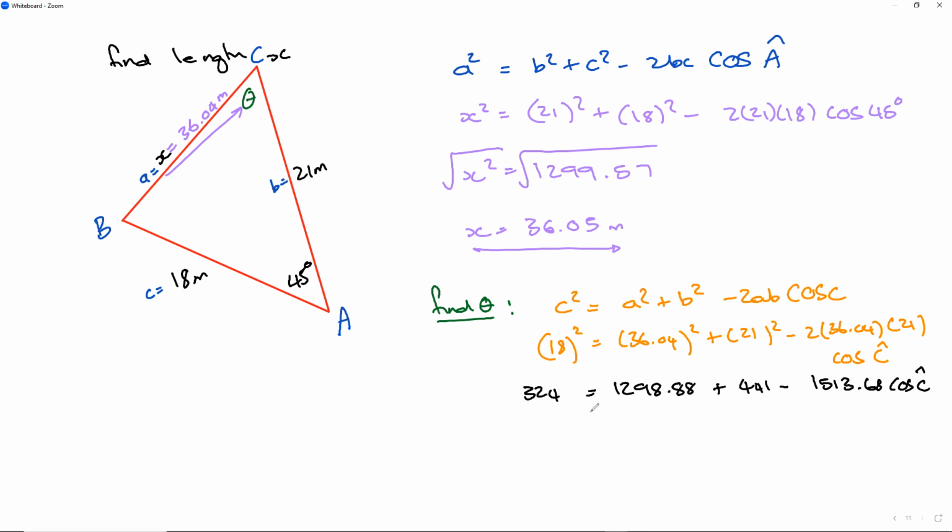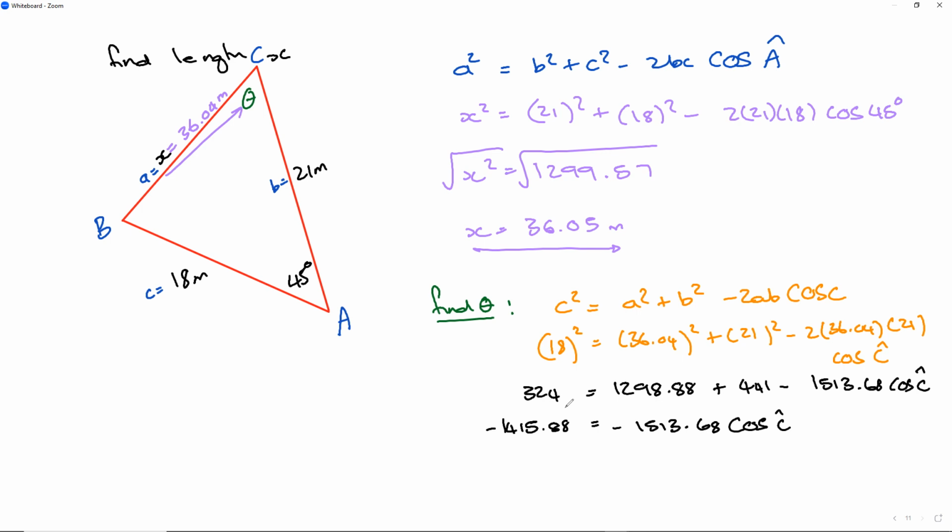And now I'm going to subtract everything over the other side. So 324 minus 1,298.88 minus 441 comes to negative 1,415.88, which is equal to negative 1,513.68 cos angle C. The biggest problem over here is making any silly errors.